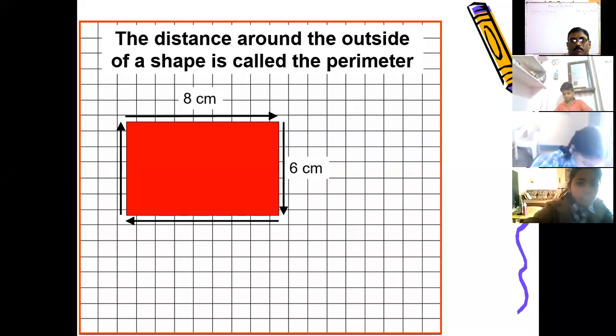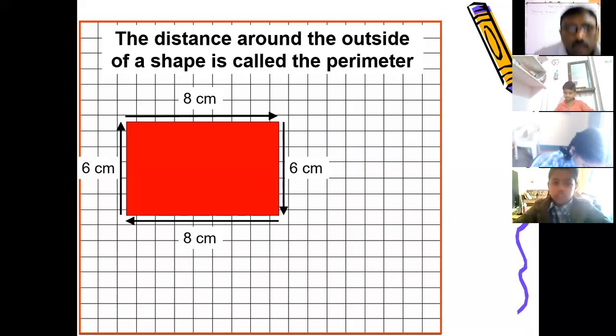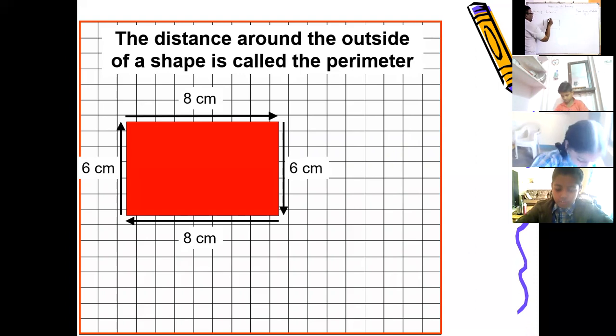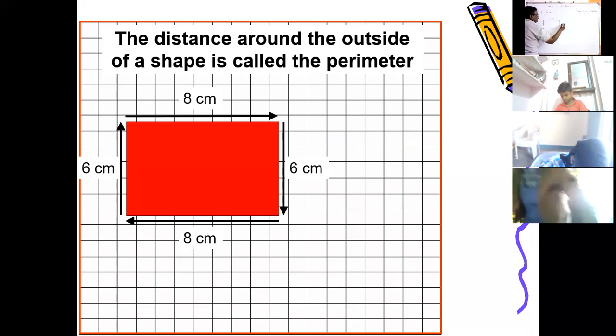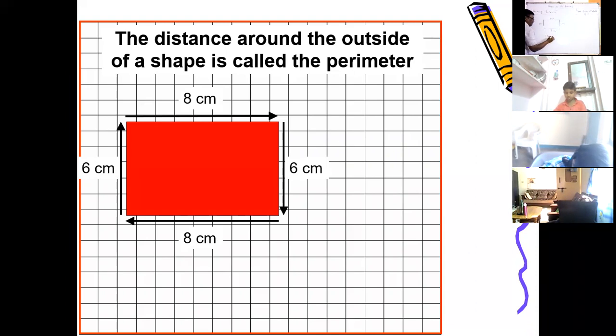Here, measurements are given. Now, what is the perimeter? You have to write only this much. 8 centimeter, 6 centimeter, 8 centimeter, 6 centimeter. First question. Perimeter means sum of all sides. 8 plus 6 plus 8 plus 6. This is the answer.